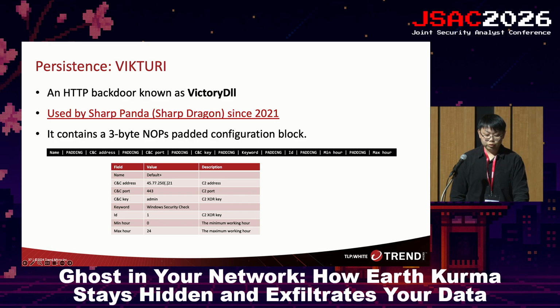Let's first introduce the final payload Victory, also known as Victory DLL. It was first used by Sharp Panda, also known as Sharp Dragon, since 2021. And it contains a 3-byte NOP padded configuration block, just like this. It contains some information, like the CNC address and port.